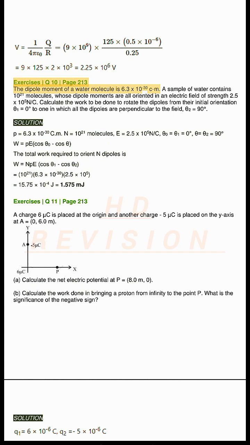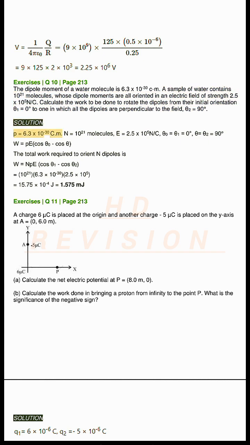Exercises Q10, page 213. The dipole moment of a water molecule is 6.3 times 10 to the power of minus 30 C m. A sample of water contains 10^21 molecules, whose dipole moments are all oriented in an electric field of strength 2.5 times 10^5 N/C. Calculate the work to be done to rotate the dipoles from their initial orientation θ1 equals 0 degrees to one in which all the dipoles are perpendicular to the field, θ2 equals 90 degrees.